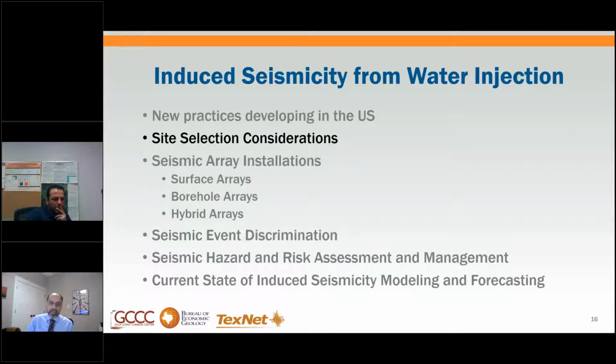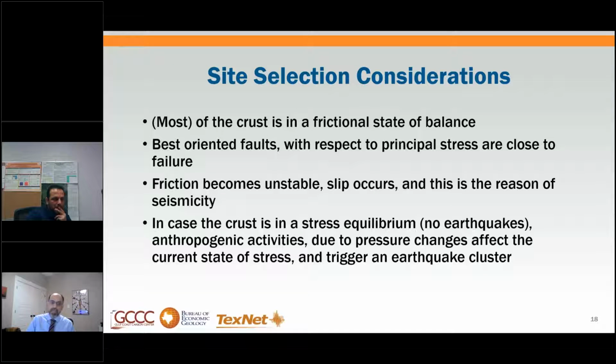Now, moving to the site selection considerations. Next slide, please. So for the site selection considerations, you have to remember all the time that most of the crust is in a frictional state of balance. Okay, the best oriented faults that follow the principal stress directions are close to failure. So if you change the stress or the pore pressure next to them, that will create a slip, and they will create an earthquake.